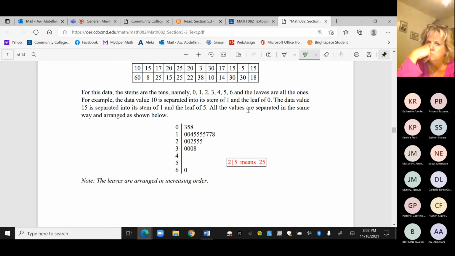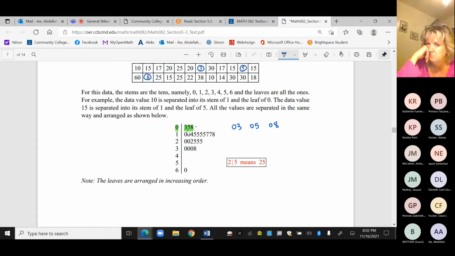So for instance, let me take the first one. The first row represents what? The first row represents 03. Then I have 05, and then I have 08. You see right here, 03, 05, and then 08.